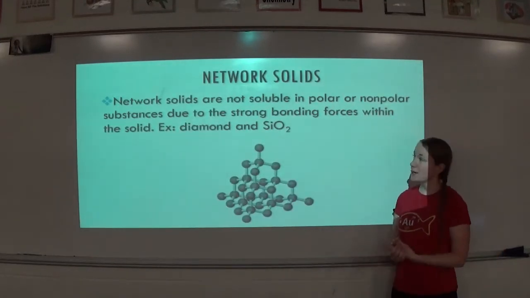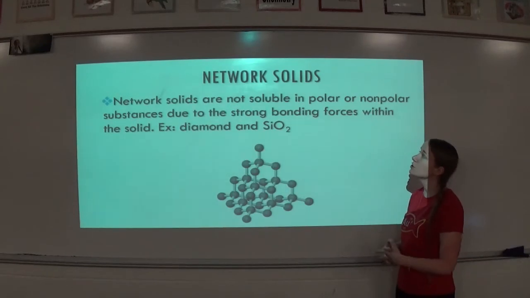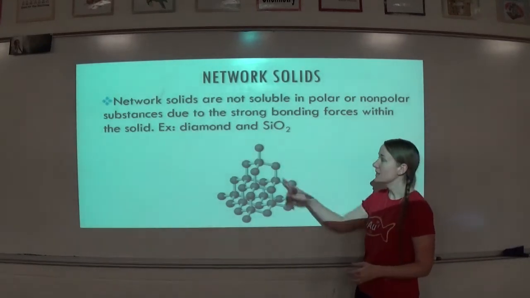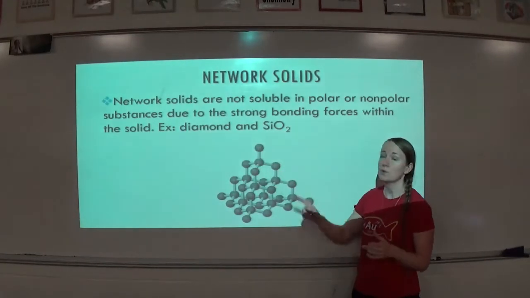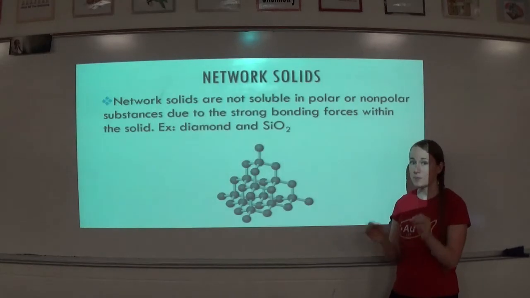So next thing is network solids. Network solids are not soluble in polar or nonpolar substances due to the strong bonding forces within the solid. Remember, network solids are bonded throughout. There's no intermolecular forces. It is a covalent bond throughout.